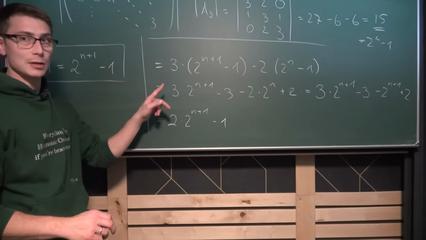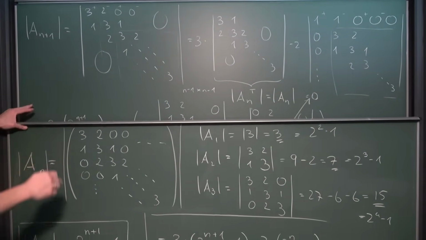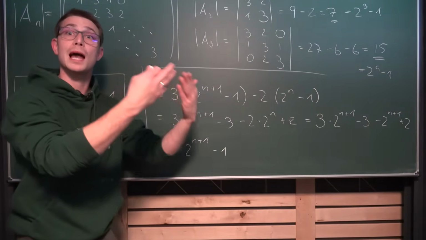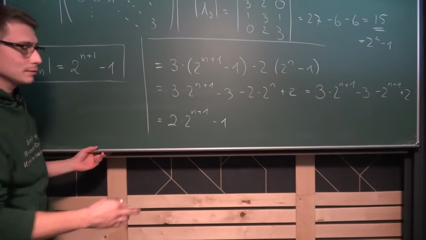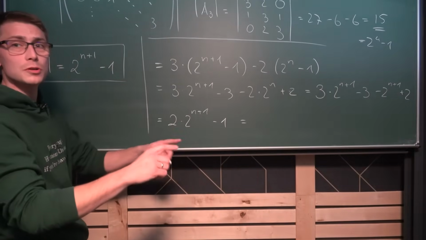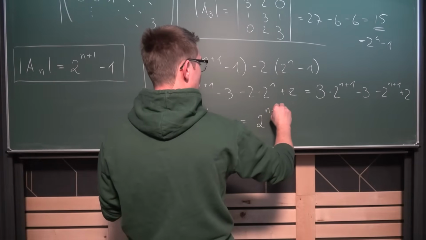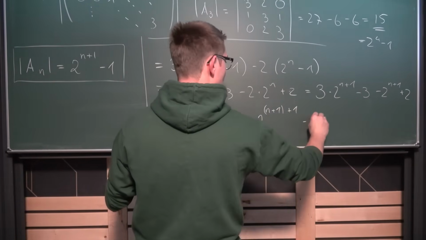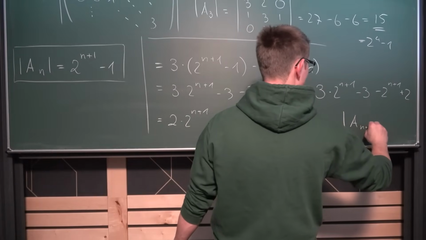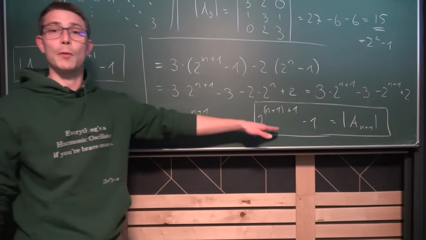Now the only thing that we need, because this right here was the determinant of A_{n+1}, is a term of 2^(n+1) plus 1 overall. And just look at that. This is 2 times 2^(n+1). By using exponentiation rules, this is the same as 2^(n+1) minus 1, which is going to be the determinant of A_{n+1}. And this right here was our inductive step.